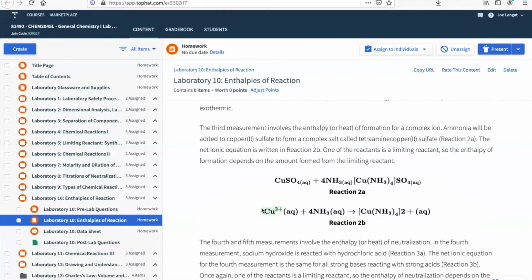Somebody talk to me. Copper 2 ion? Copper 2 ion, thank you. So why I'm bringing this up: you are expected to really understand why you are being given the net ionic equation. You will see why.